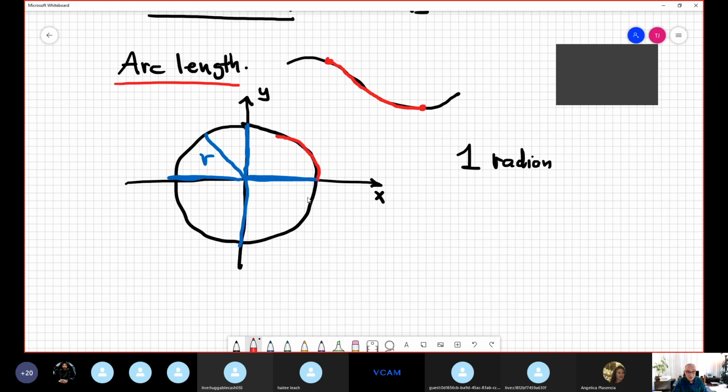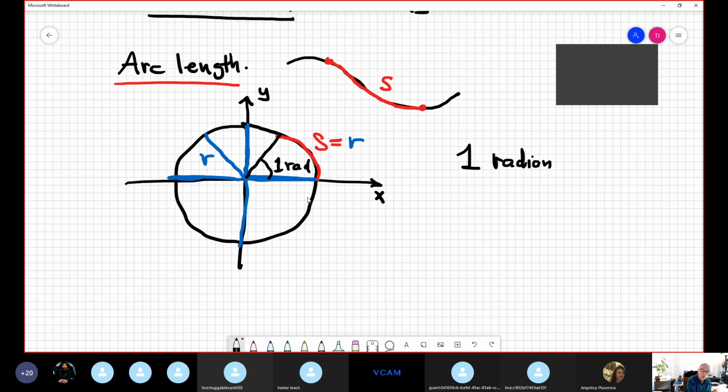However, if you discover one arc length in which the distance of this arc length is equal to the radius, I want to represent the arc length using S. S is arc length. S equals the radius. This angle is 1 radian. Okay, 1 radian is the measure of the central angle of the circle that intersects an arc equal to the length of the radius of the circle.